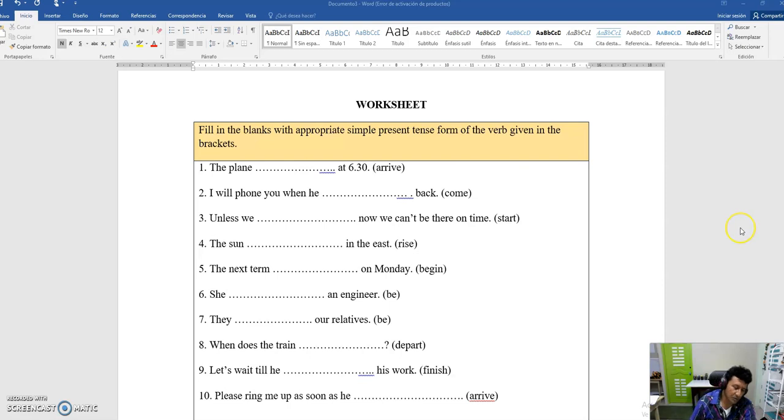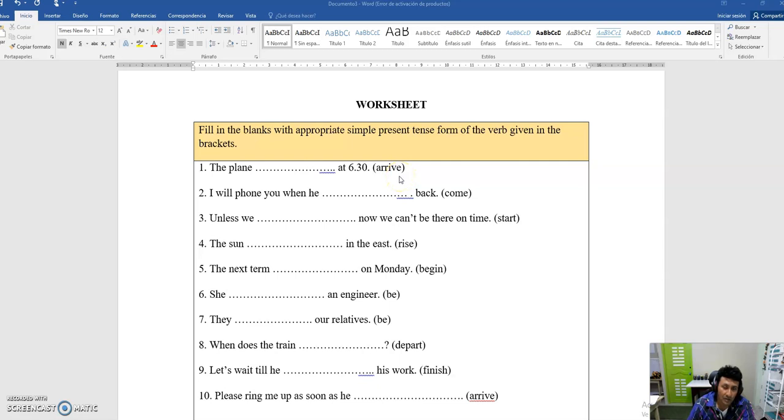Finally, to check my students, I will do an assessment. It's kind of homework. This is the worksheet. They have to fill in the blanks with the appropriate simple present tense form of the verb given in the brackets. For example, let's see the first sentence. The plane at 6:30, and we have here the verb arrive.